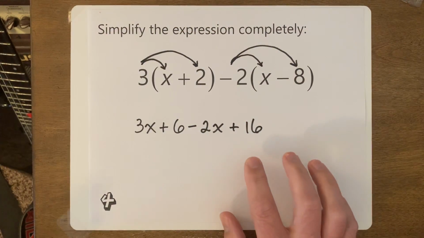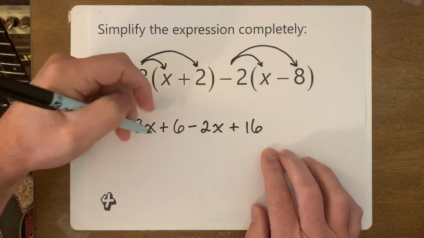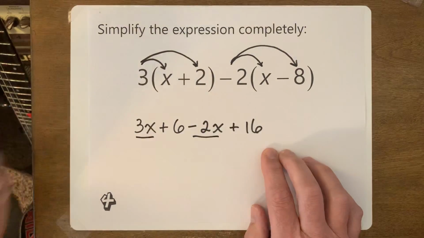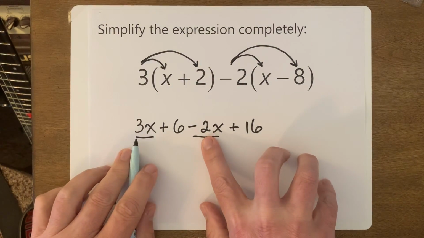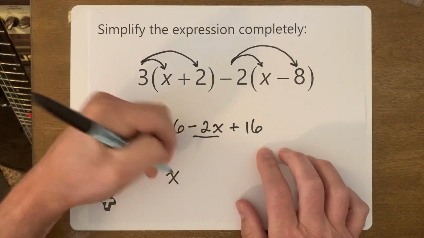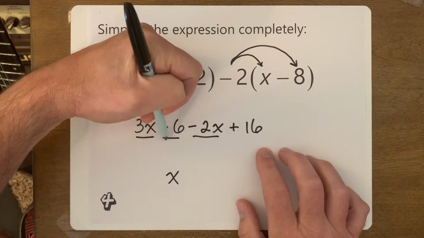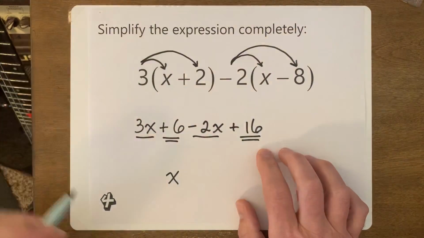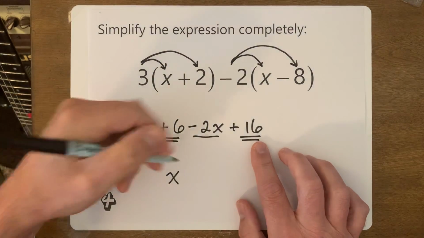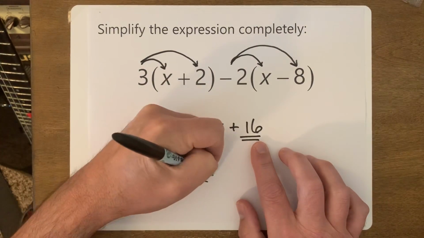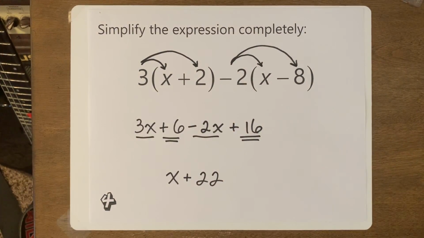Okay, so now let's take a look at this. 4 terms. I've got 3x and a negative 2x. Well, if I combine those, that would just give me a 1x. I have a 6 and a 16. And if I combine those, I would have 22, and it is positive. And then that would be my final answer for that one.